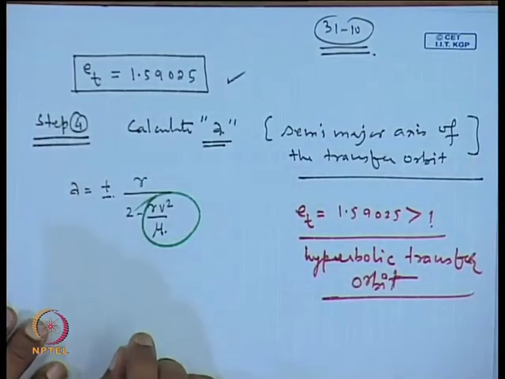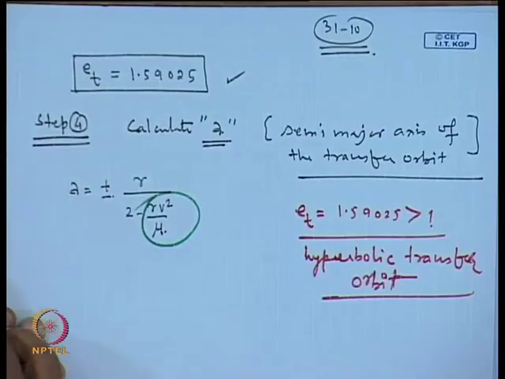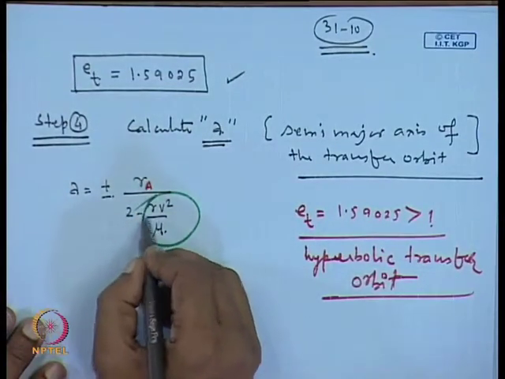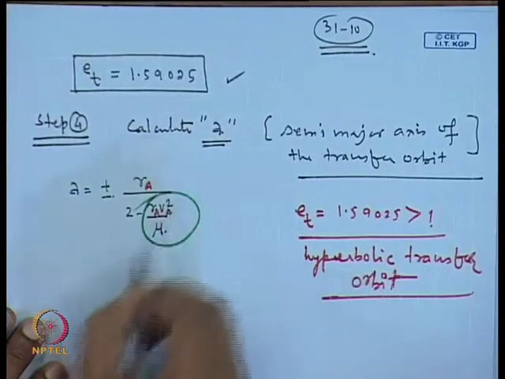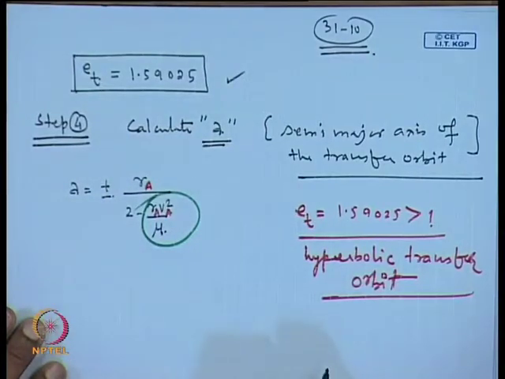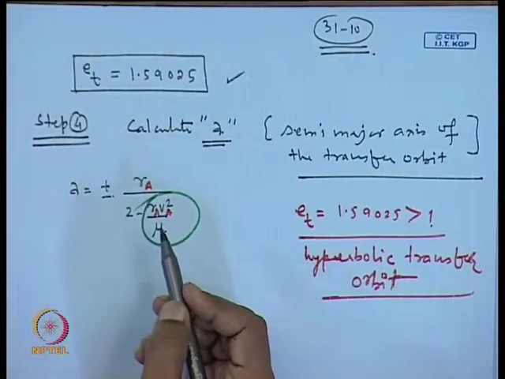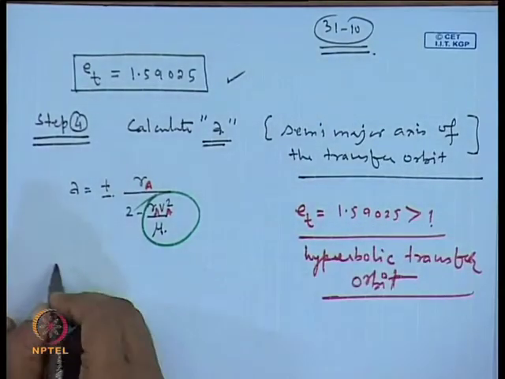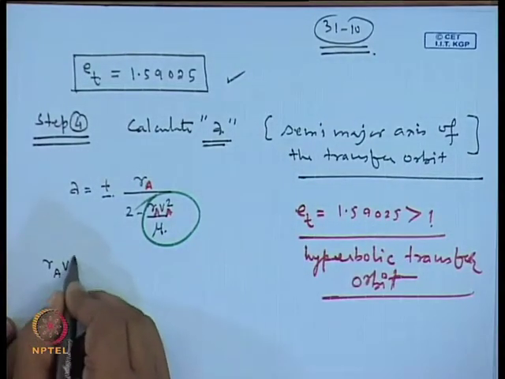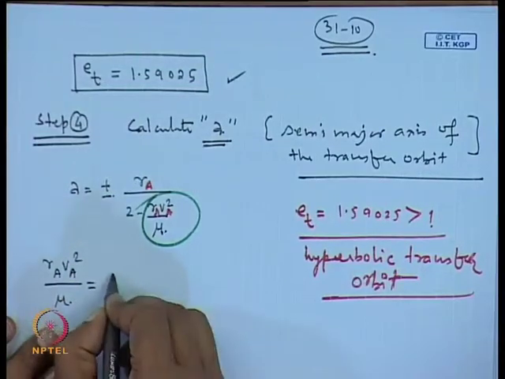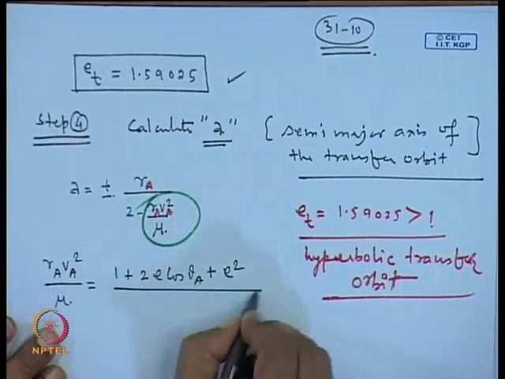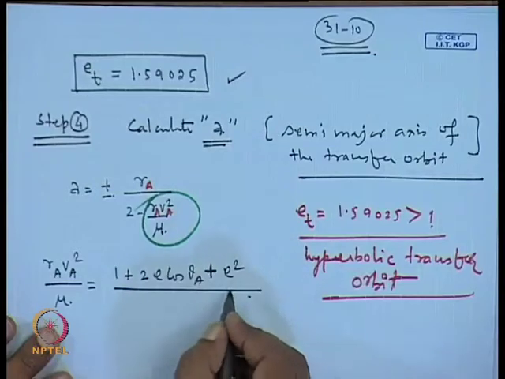Now, compute r v square first, and therefore, then you will be able to compute the value of A, and this we need to work it out at the position A. So, r A by 2 minus, and here we can put the subscript A on all the places. So, at A we are calculating the semi major axis of the transfer orbit. So, r A v A square by mu, this we have written as 1 plus 2 E cos theta A plus E square. Just now in the lecture, before, we have derived this equation.